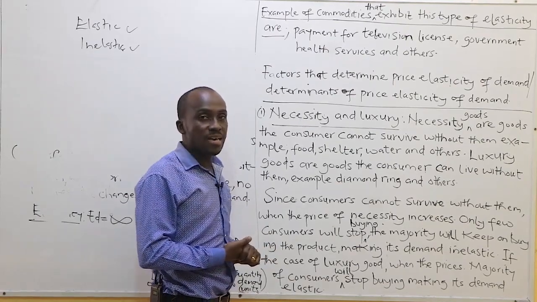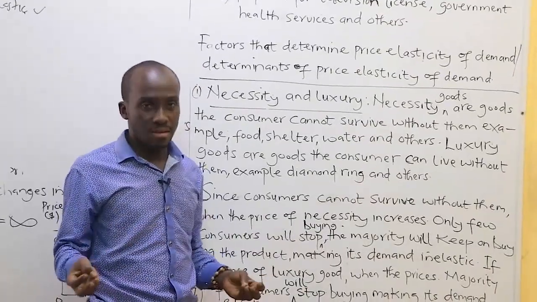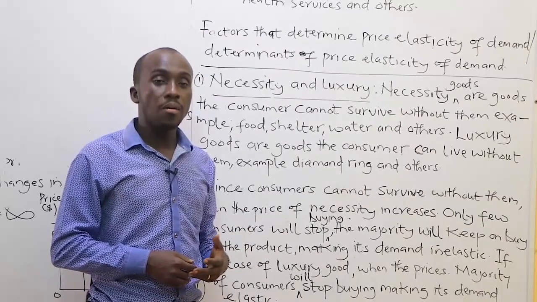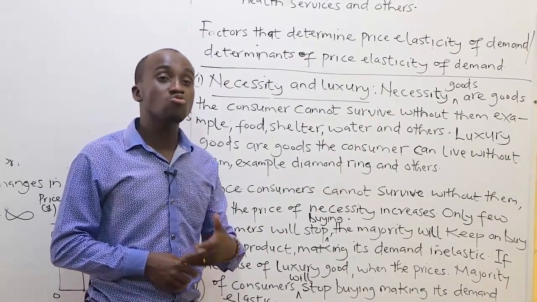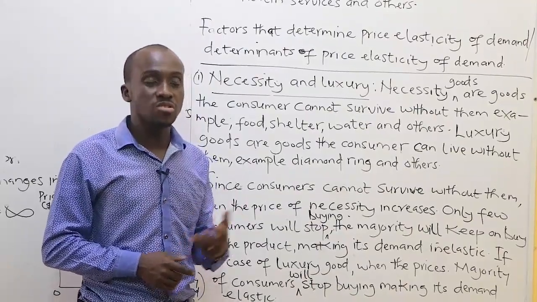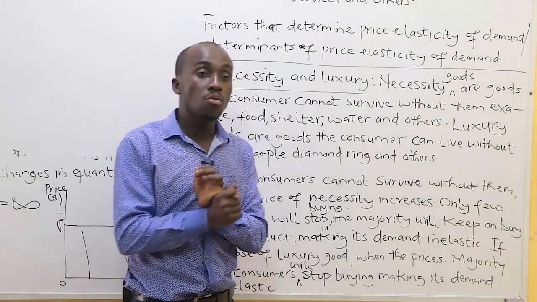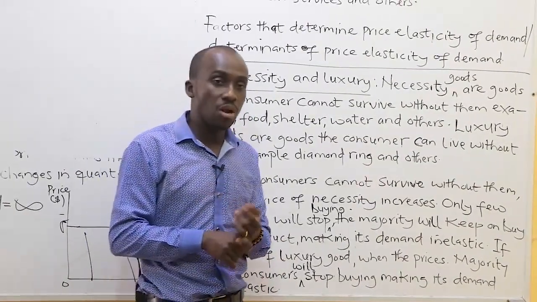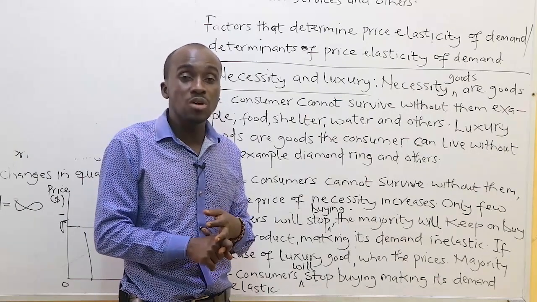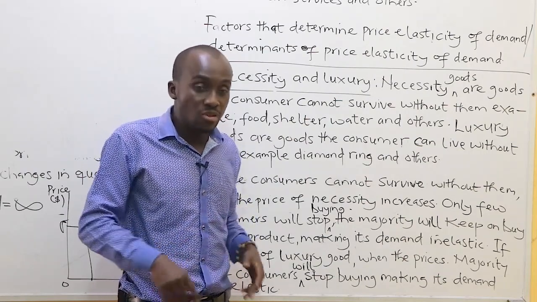So you look at all the factors that determine price elasticity of demand, or determinants of demand. We have said that most of the commodities we buy are either elastic or inelastic. Elastic means that when the price goes up, the majority will stop buying the product, where the product is expensive, so where the product is sensitive to change in price. If it's inelastic, when the price goes up, few people stop buying and the majority keep on buying.